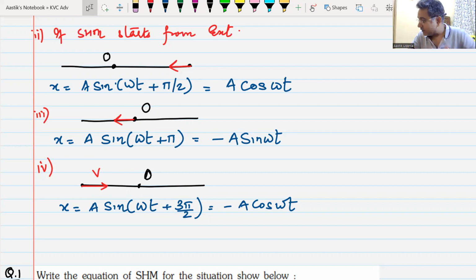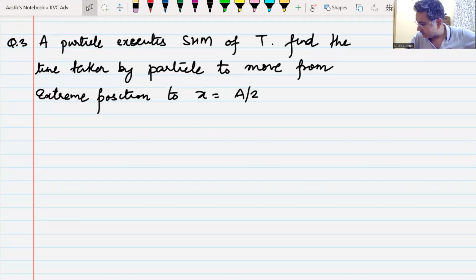And I think I had given you a question which you were supposed to solve. So we will start this class with the same question. And this is the question. A particle executes SHM of time period T. You were supposed to find the time it takes to move from the extreme position to the position where the displacement is A by 2.